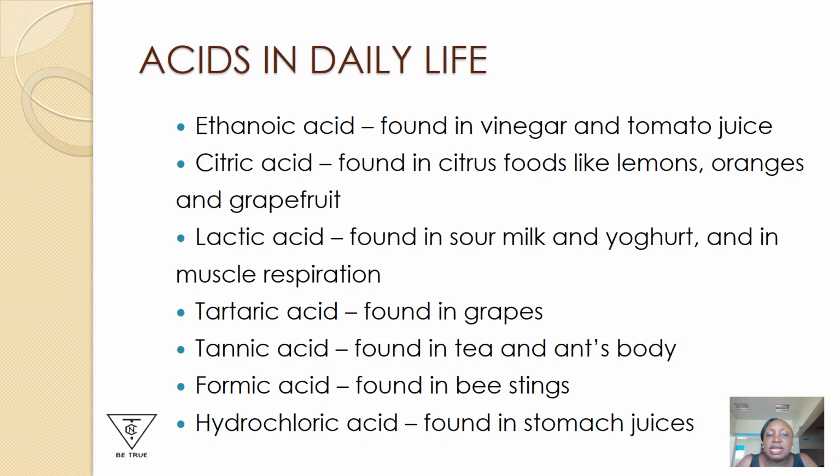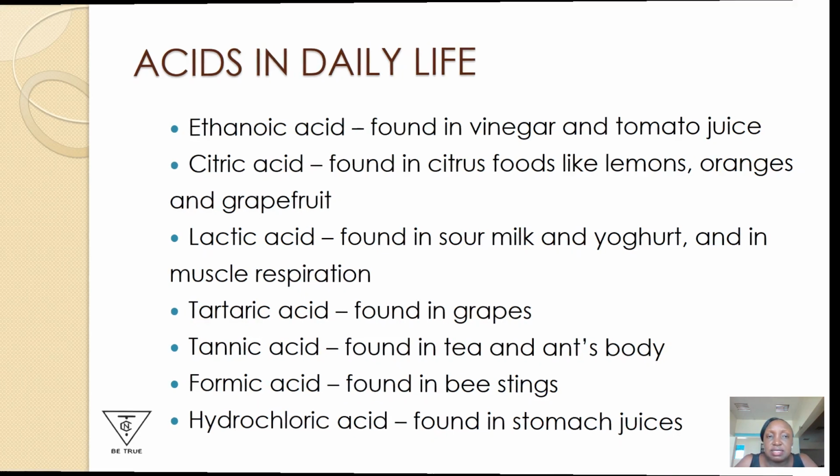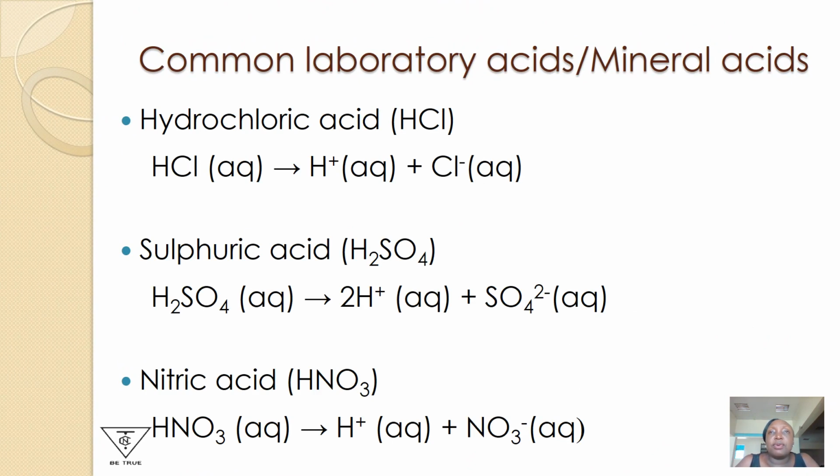Then we have tartaric acid, which is found in grapes. We have tannic acid found in tea and ants' bodies. We have formic acid. Then we have hydrochloric acid, which we find in our stomach juices. Now, we also have acids that are mainly in the laboratory, and these are referred to as mineral acids.